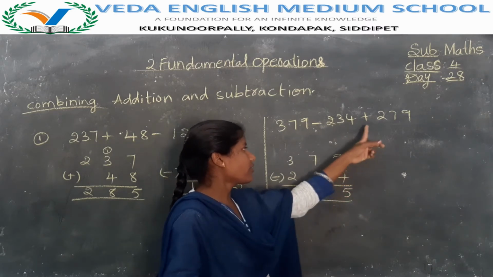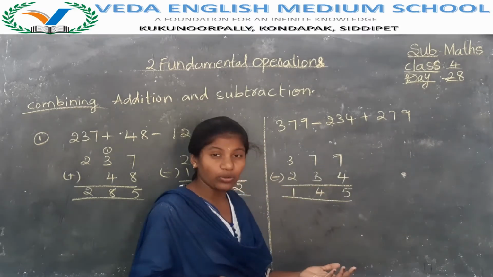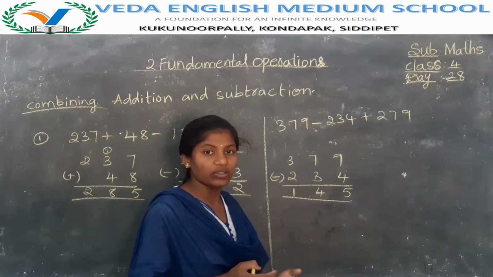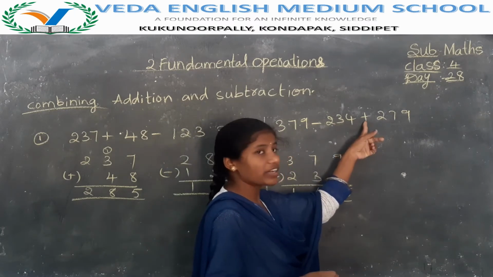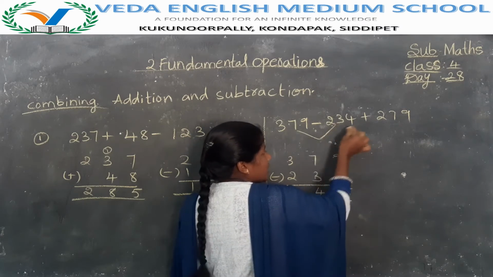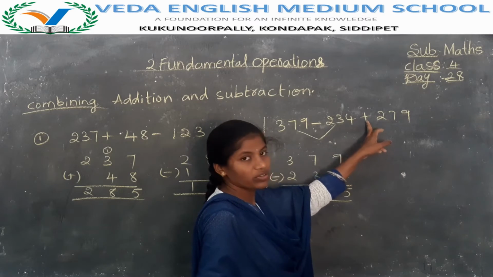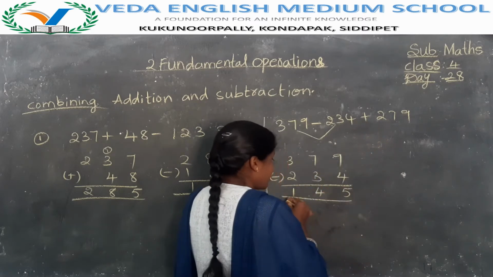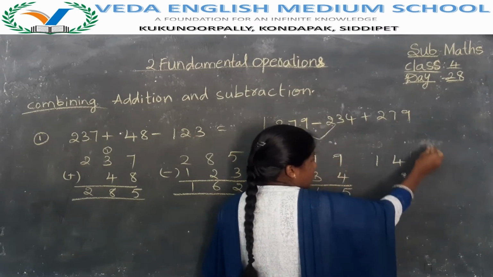For this 145 we have to add 279. Why we have to add 279? Because after 234 we have addition symbol. To the answer we got from subtracting the first two, we have to add 279. Okay? Why add? Because in the middle there is an addition symbol, so we have to add. So I am adding here 145. From this 145 we have to add 279.